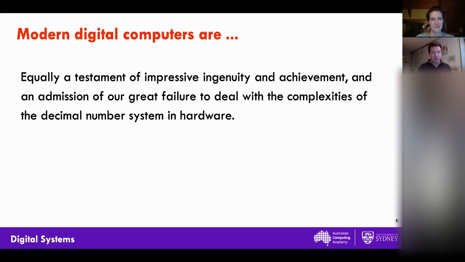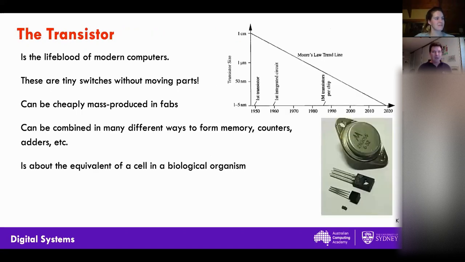I'm coming to that shortly, but I just want to leave that with you: our modern digital systems are actually a testament of impressive ingenuity and achievement, but also at the same time, an admission of our great failure to deal with the complexities of the decimal number system and hardware. Only when we went to on and off, when we made it so simple that we couldn't do it any simpler, then were we actually able to build a digital system. So they're amazing, but they're also an admission of our failure to do the thing that we originally wanted to do in the decimal number system.